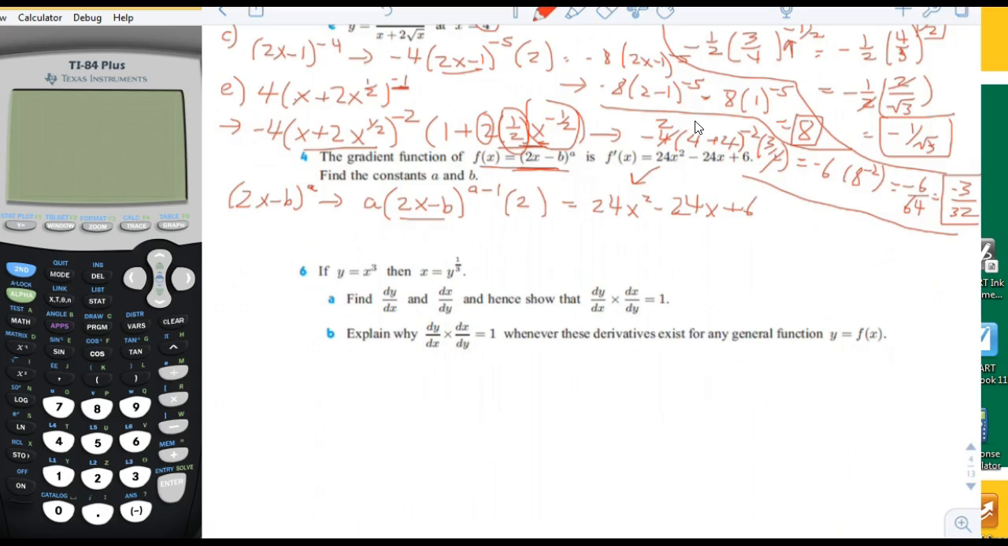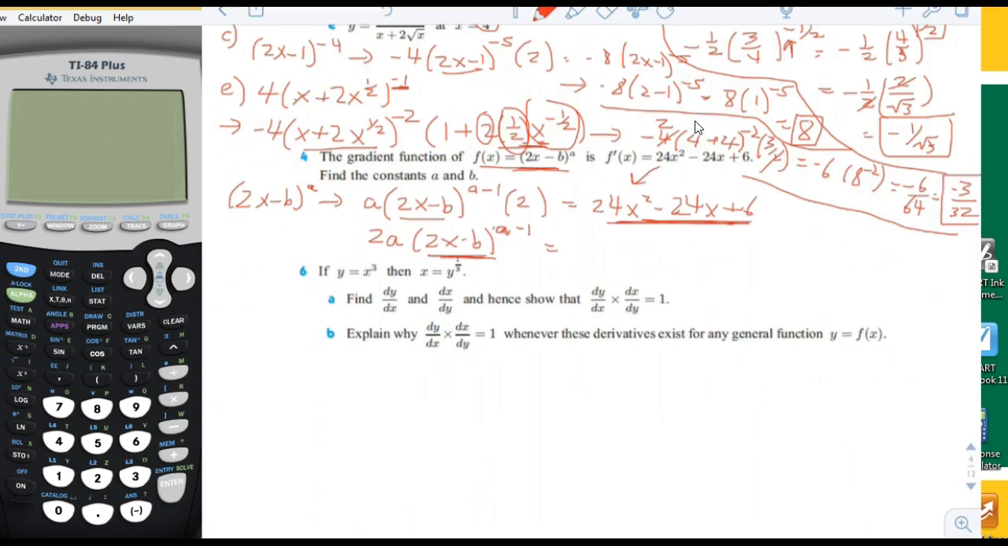And let's see if I can simplify this left side. 2a times (2x minus b) to the a minus 1. Okay? And it's equal to this. And they don't look alike at all, do they? Now, how could I make this look like this? Well, you can see that this looks like a quadratic or something. And this is a quadratic. So if we factored it, maybe we could get it to look like this.